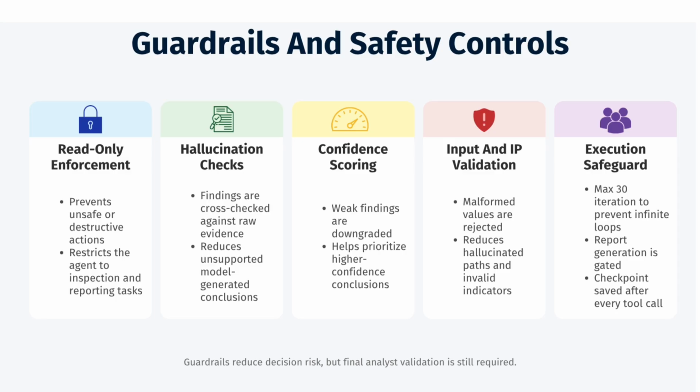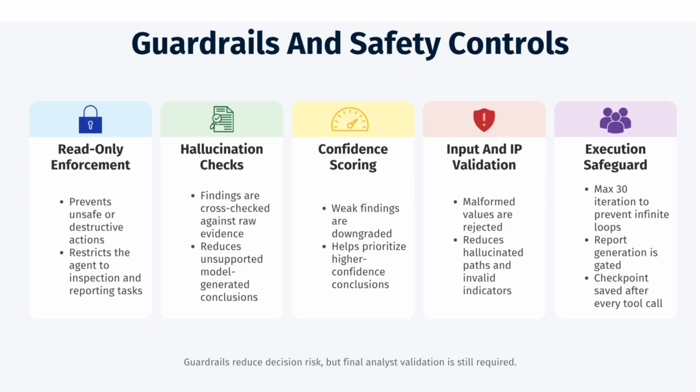Now let's talk about guardrails and safety controls to prevent the agent from producing unreliable or dangerous output. Read-only enforcement. The agent operates in a strict read-only mode. There's a function called enforce read-only in our guardrails validator that intercepts every tool call before execution. It blocks any attempt to execute shell commands, delete files, or make network writes. The agent can only inspect and report, and cannot modify anything on the system.